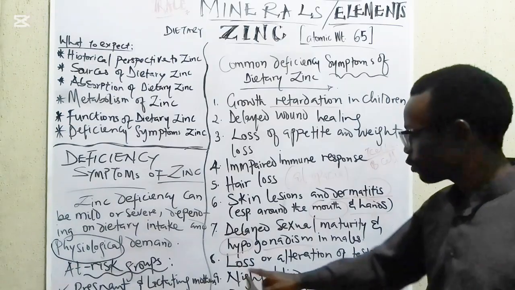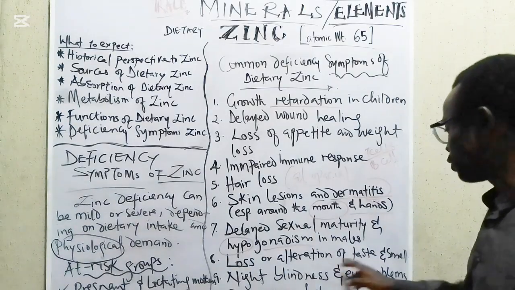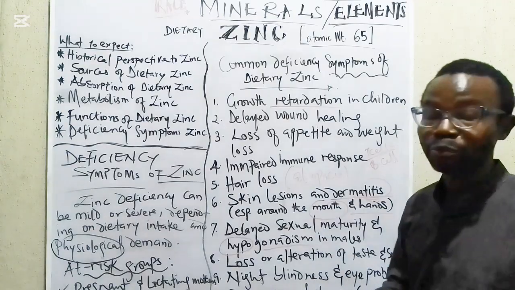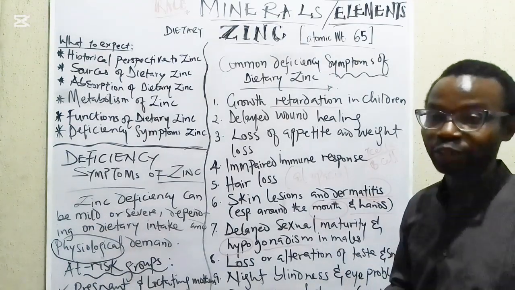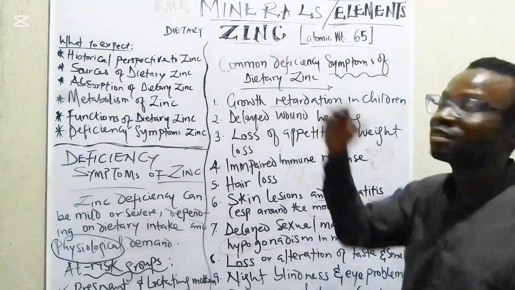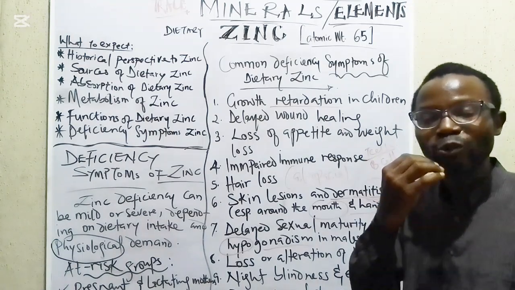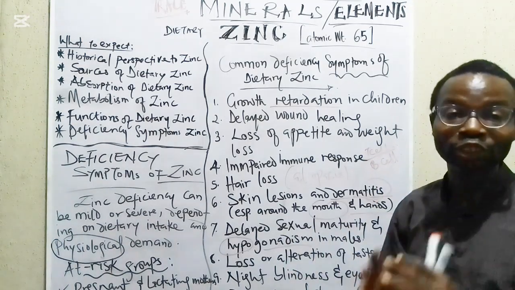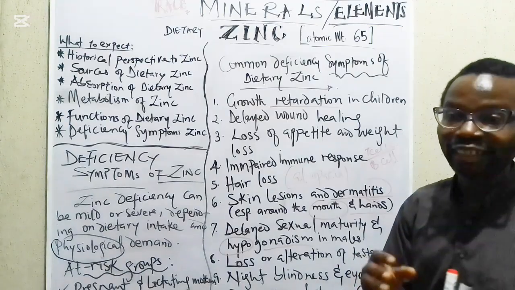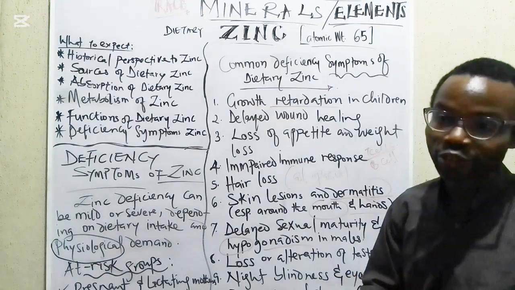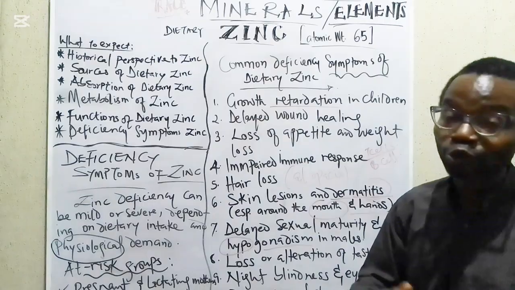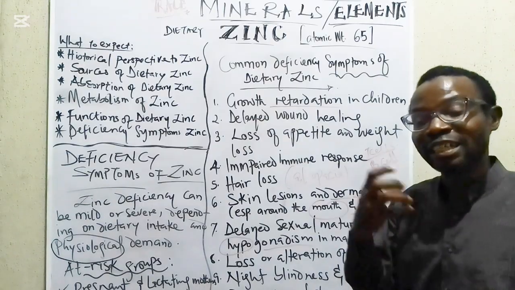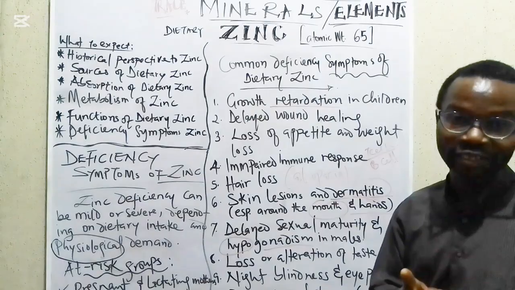Number 8 is loss of or alteration of taste. Deficiency in zinc affects the ability to taste certain things. So people who are deficient in it, one of the signs is that they are not able to taste certain things. It could be salt, it could be certain things that are not so harsh or not so profound in their effect, so you're not able to taste them.